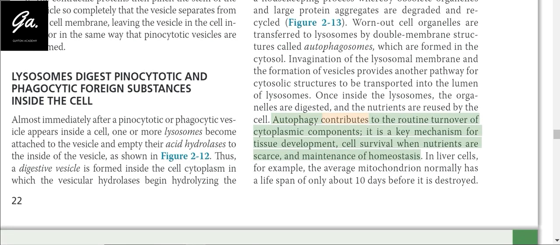Autophagy contributes to the routine turnover of cytoplasmic components. It is a key mechanism for tissue development, cell survival when nutrients are scarce, and maintenance of homeostasis. In liver cells, for example, the average mitochondrion normally has a lifespan of only about 10 days before it is destroyed.